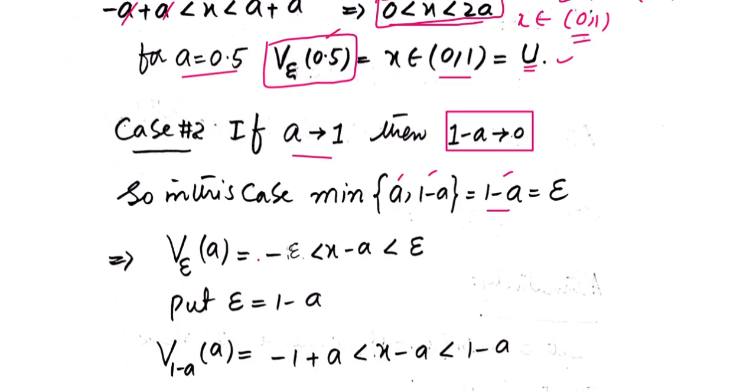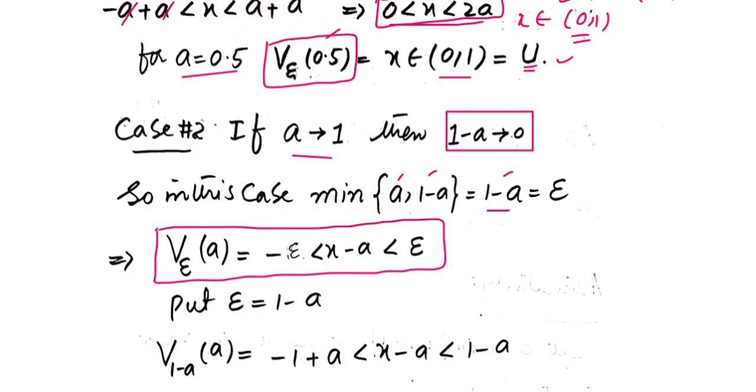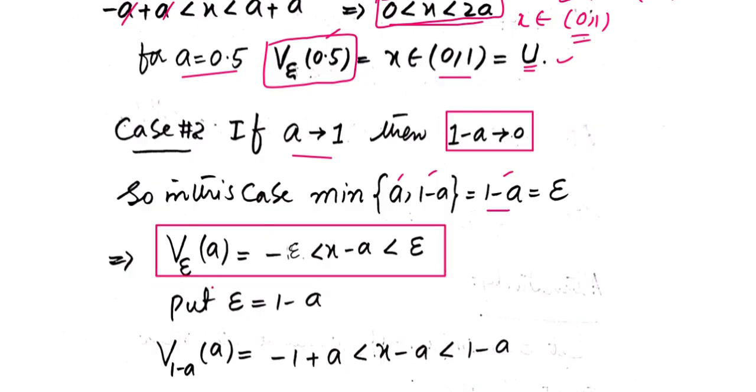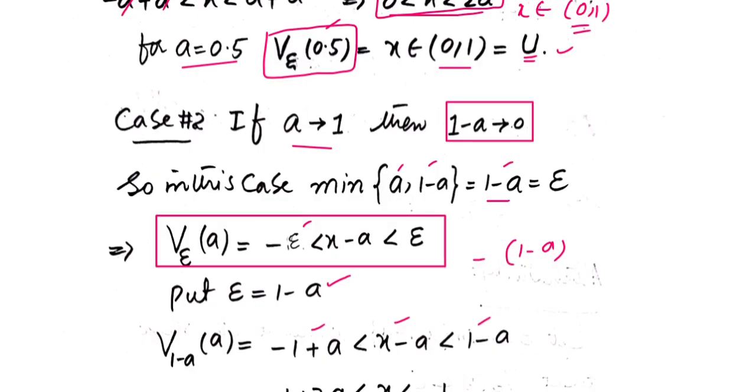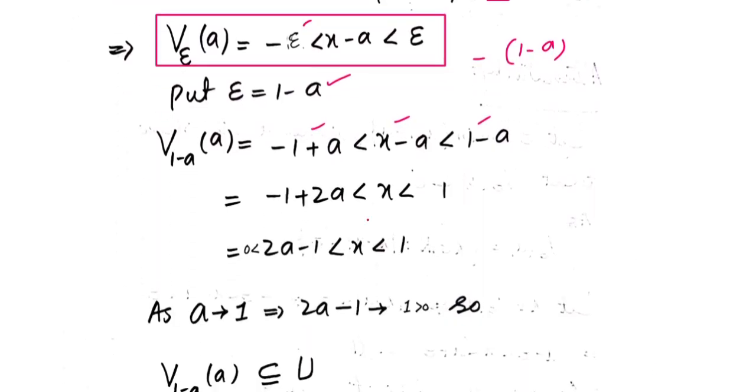Next, applying the definition of epsilon neighborhood of a. This is the definition of epsilon neighborhood of a. Put epsilon equal to 1 minus a. So when you put epsilon equal to 1 minus a, this becomes minus 1 plus a, less than x minus a, less than 1 minus a. By adding a on both sides, we have minus 1 plus 2a, less than x, x less than 1.